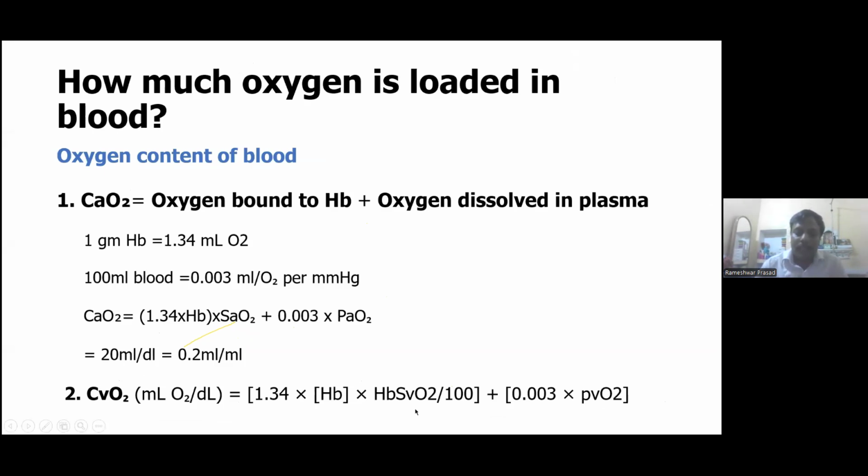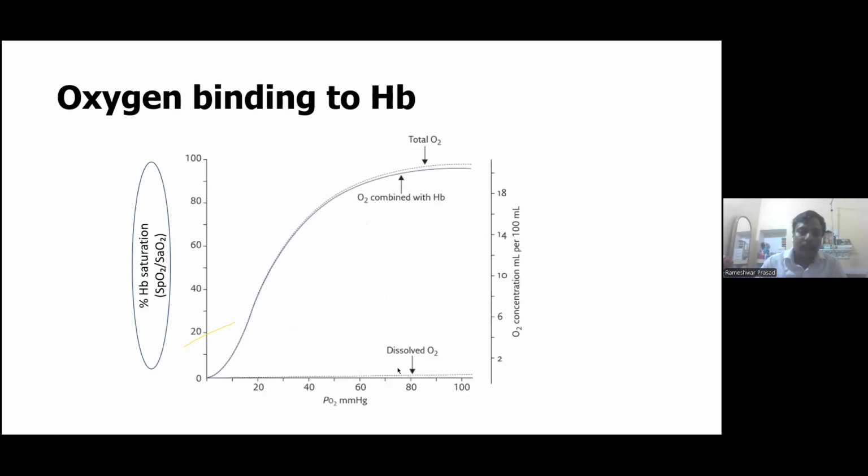At 40 millimeter mercury, saturation of hemoglobin is around 75%. So again, for same hemoglobin level, 15 gram per deciliter, hemoglobin saturation of 75% and partial pressure of oxygen in venous blood of 40 millimeter mercury, you calculate the oxygen content in venous blood, and keep it because it will be used for the calculation of another value.